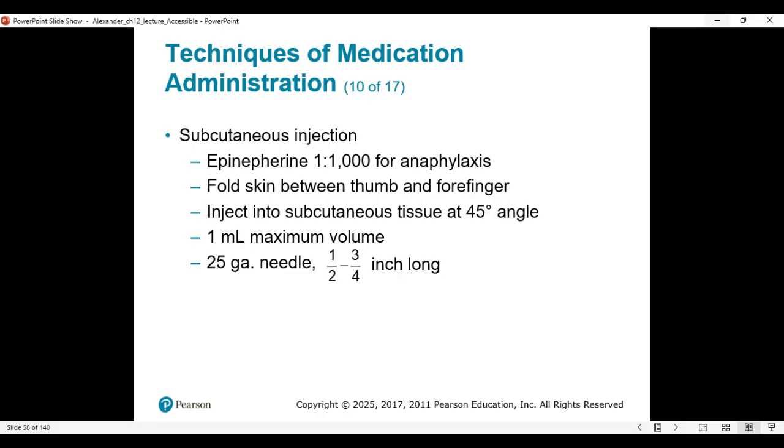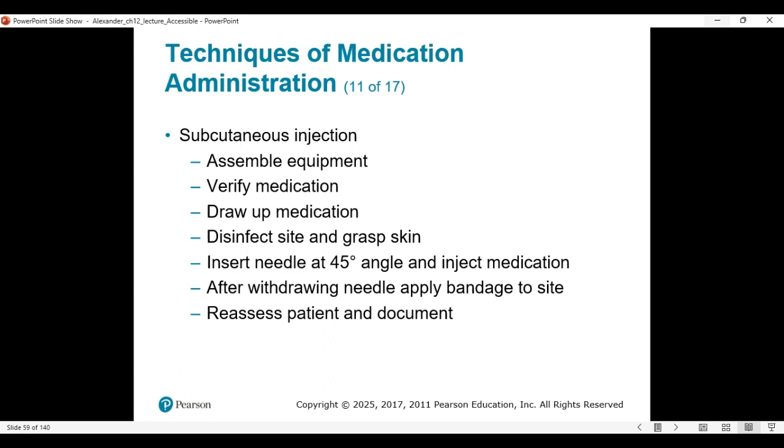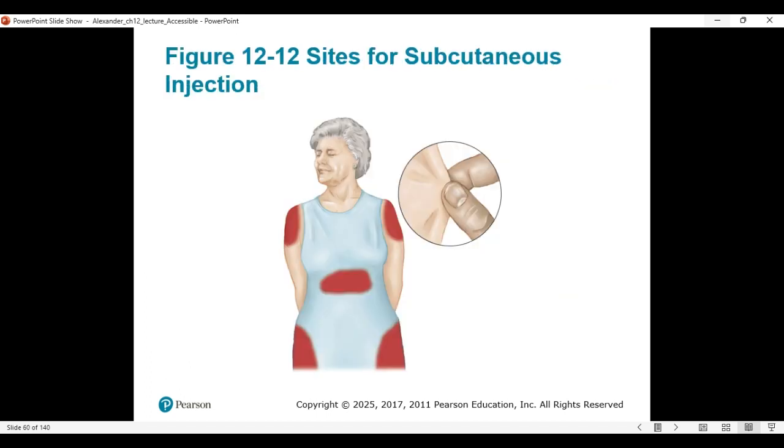You're going to fold the skin between the thumb and the forefinger. We're going to inject the subcutaneous tissue at a 45-degree angle. We can only inject 1 mL. That's our maximum volume, subcutaneous. We're going to use a 25 gauge needle that's 1/2 inch to 3/4 inch long. This is a picture of different sites: the upper arms, the abdomen, or the upper thighs are good sites for subcutaneous injection.